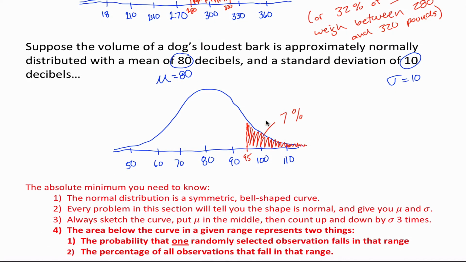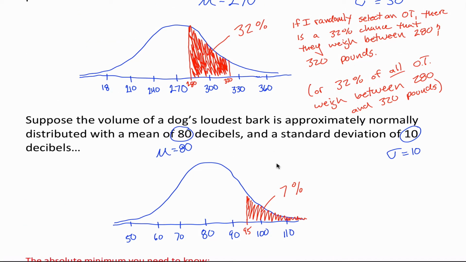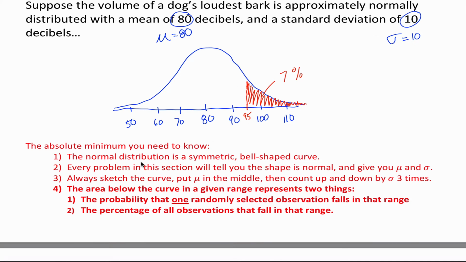I didn't write out these interpretations, but hopefully you can get them from here. If I randomly select a dog, there's a 7% chance that it barks louder than 95 decibels. In other words, 7% of all dogs bark louder than 95 decibels. That's all we're getting at here. To recap this video before I quit it, the absolute minimum you need to know for this section. 1, this normal distribution shape. The reason I drew this curve to look like this, it's the shape you're always going to do, so get used to drawing that shape. It's this symmetric bell-shaped curve.